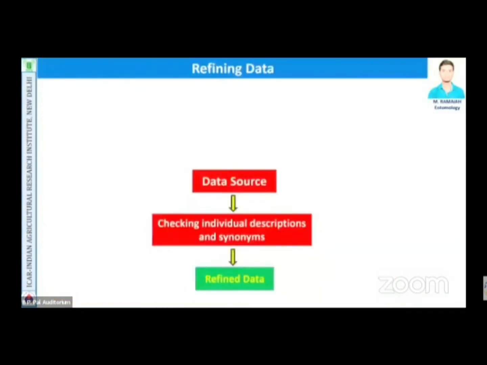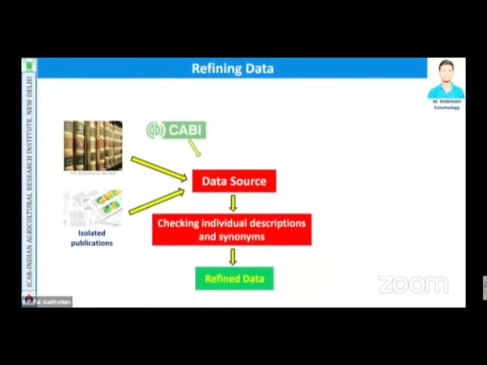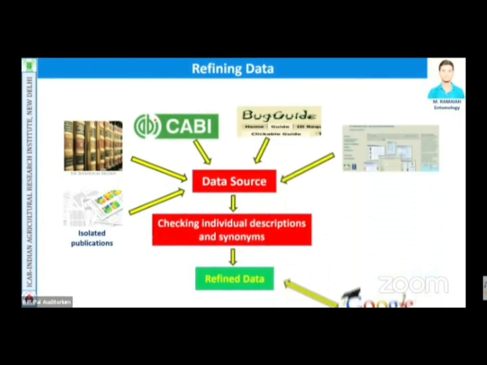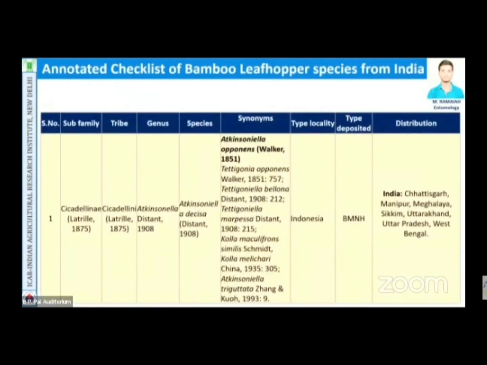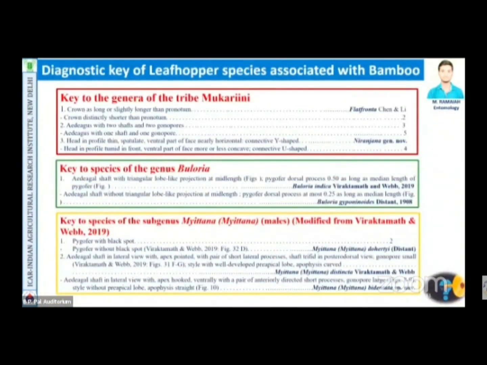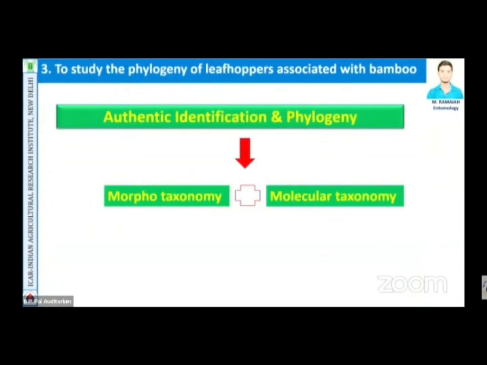We prepared the checklist from isolated publications and zoological records, CABI, and different leafhopper websites as well as Google Scholar. From these we compiled the data into a checklist. The checklist includes the subfamily, tribe, genus, species, synonym, type locality, type deposited, and distribution. The diagnostic key is prepared for rapid identification, from subfamily level up to species level. The third objective is to study the phylogeny of the leafhoppers associated with bamboo.